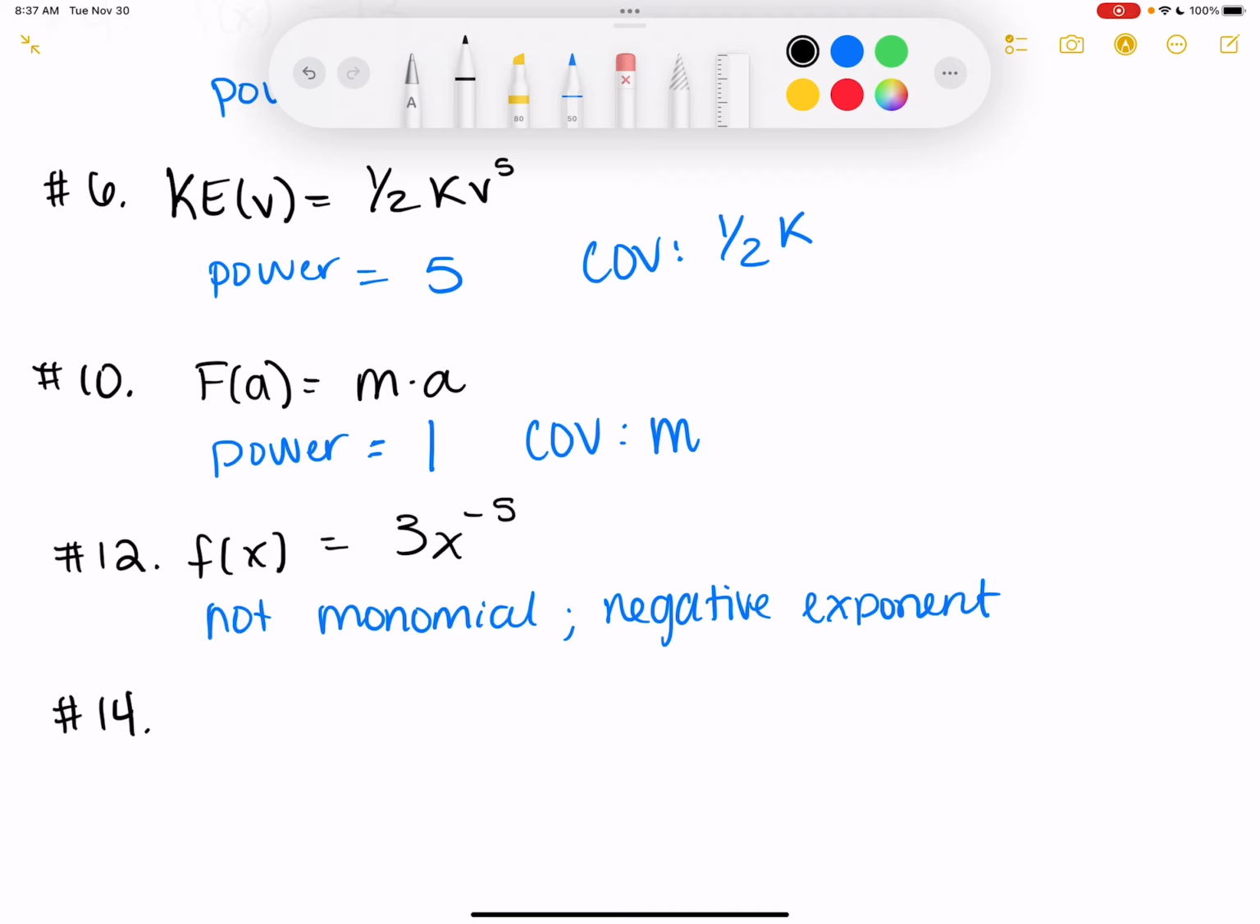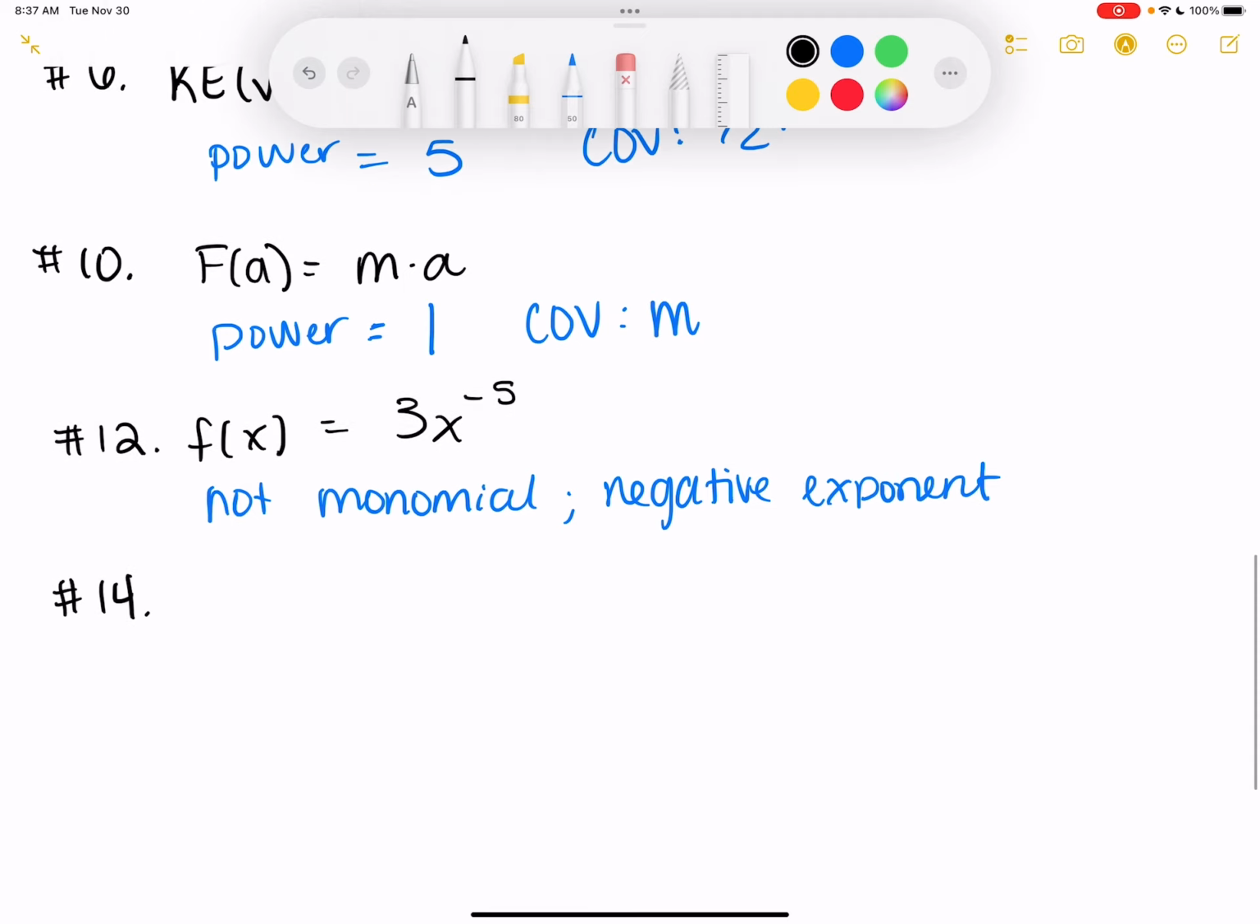What's the difference between a function and a polynomial? A lot. A polynomial is just in general. Just because you're a polynomial doesn't mean you have to be a function. To be a function, you have to pass the vertical line test.